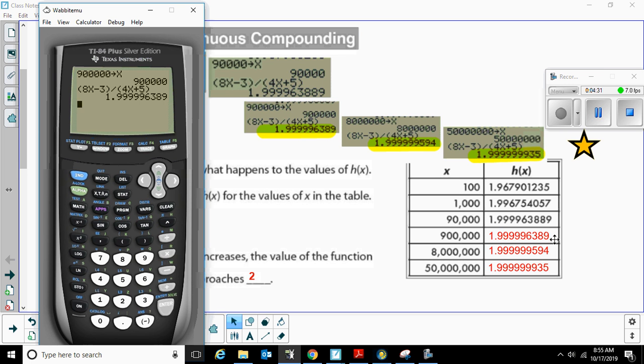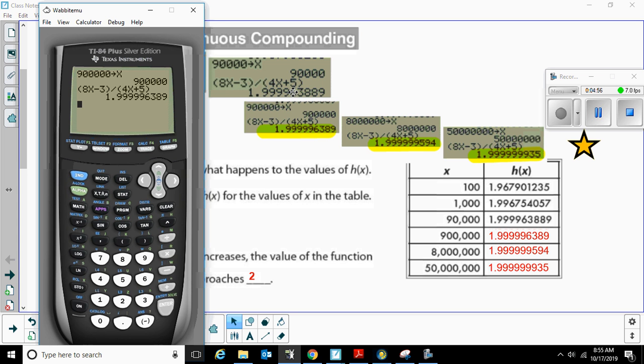All right, so I see it's doing what? It's getting bigger. This number is bigger than the previous number, and now this number is bigger than this. Well, if I do that again for 8 million, right, I will get this number. All right, and I stick it there. If I do this again for 50 million, I will get this number.